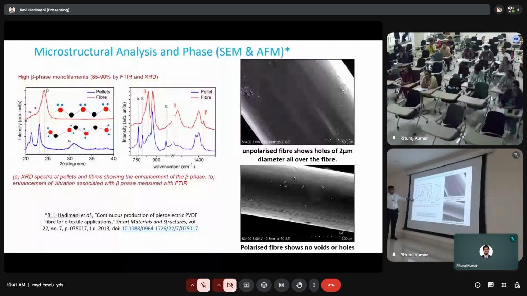So in XRD, if we take the measurement on our fibers, the top fiber is the poled fiber and the bottom fiber is the unpoled fiber. That means this has a lot of alpha phase, and this has a lot of beta phase, and beta phase is this peak. Okay, this is alpha phase, and you see alpha phase is completely gone. So we changed from alpha phase to beta phase in our fiber and made it piezoelectric.